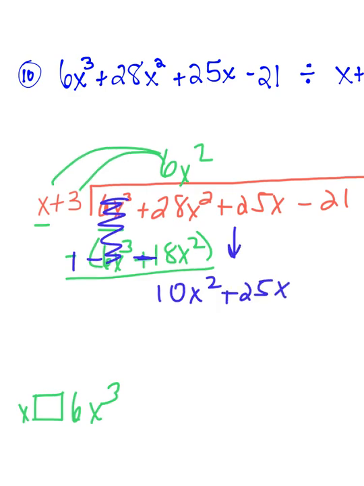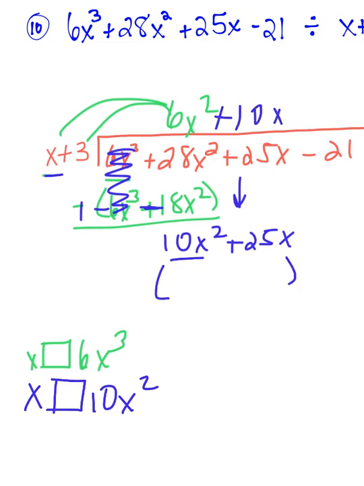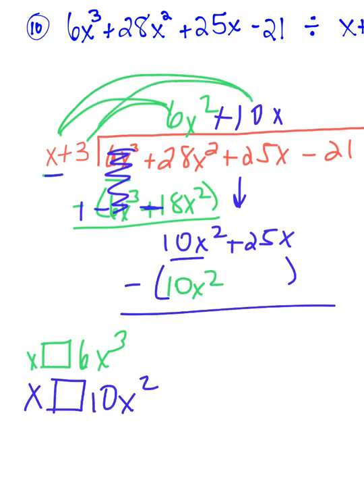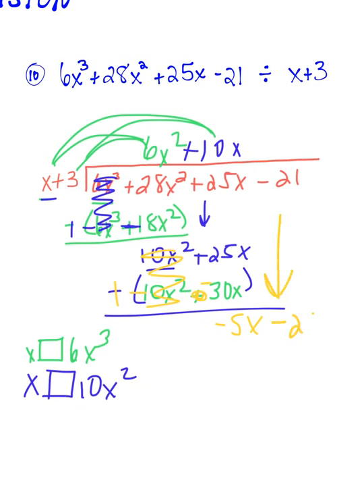Okay. Same thing. First term into first term. So x into 10x squared. 10x, so plus 10x. Multiply. What's 10x times x? 10x squared. What is 10x times 3? 30x. And before I subtract, I distribute, distribute, distribute. So 25 minus 30. Negative 5x. Good. 10x squareds cancel out. And then I bring down negative 21.